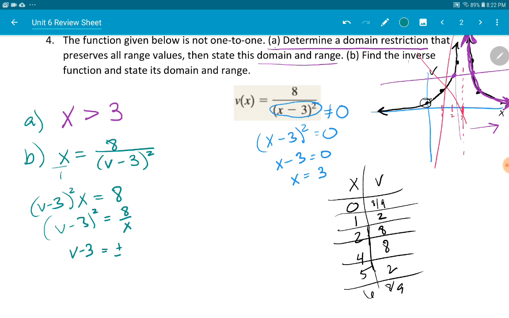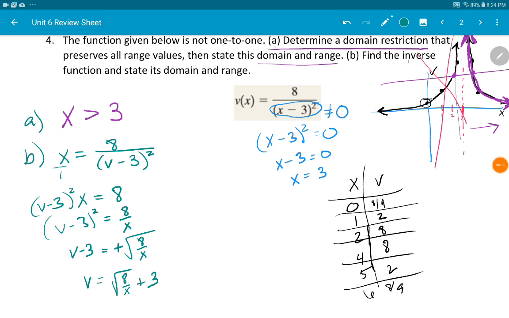But I know it's plus because I'm looking at just the right-hand side. So that will be a plus. We're looking for all the x's being greater than 3, so that'll be a plus radical 8 over x. And then adding 3, v equals radical 8 over x plus 3.